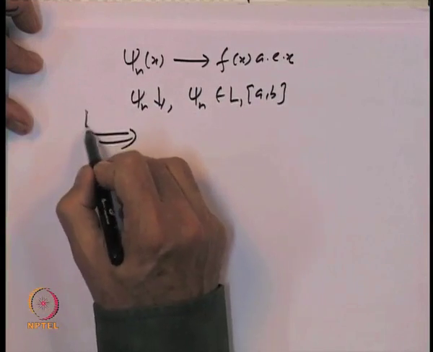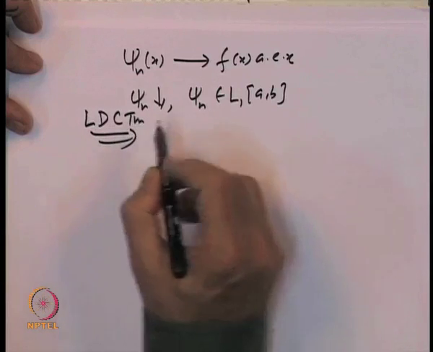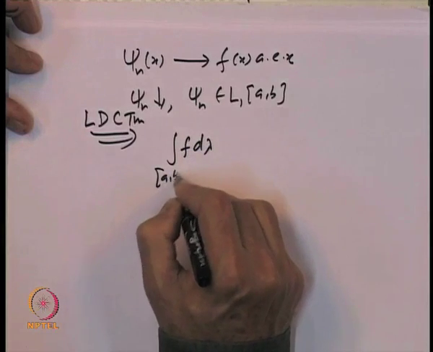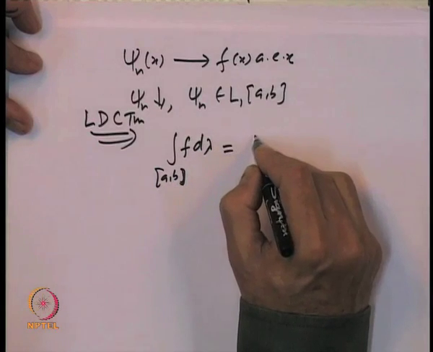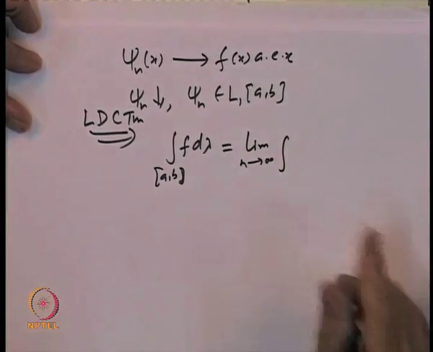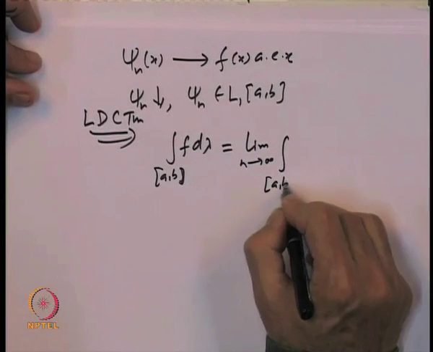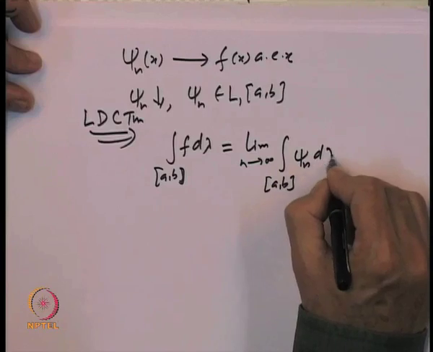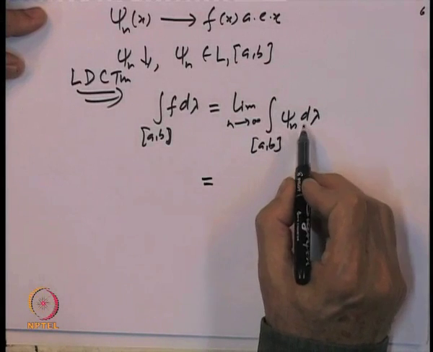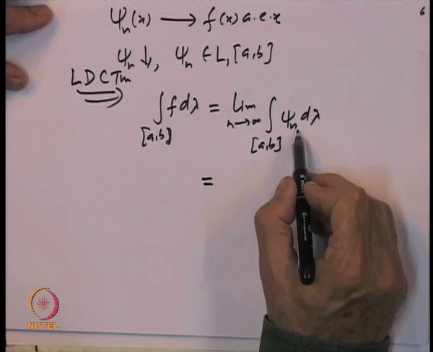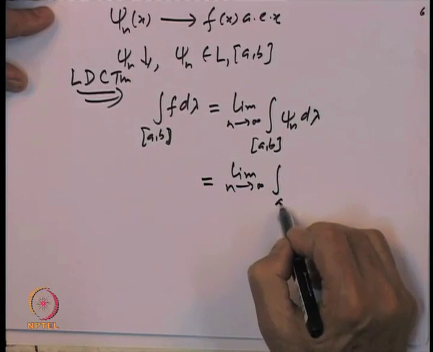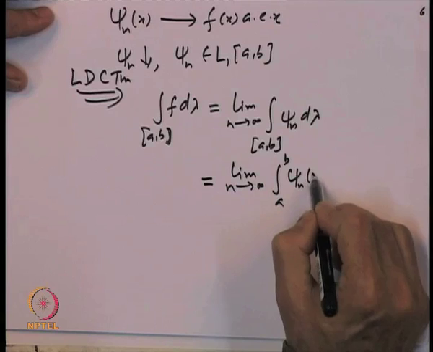this implies by Lebesgue's dominated convergence theorem that the integral of f d lambda over a b must be equal to the limit, n going to infinity, of the Lebesgue integral of psi n d lambda. So, that is the observation we have already made, that the Lebesgue integral of the step function psi n is the same as the Riemann integral. So, limit n going to infinity of the integral from a to b of psi n x dx.